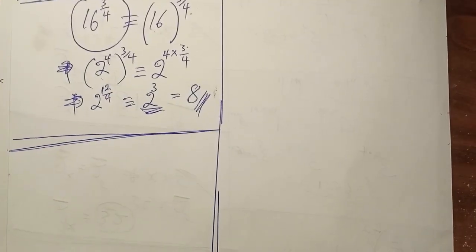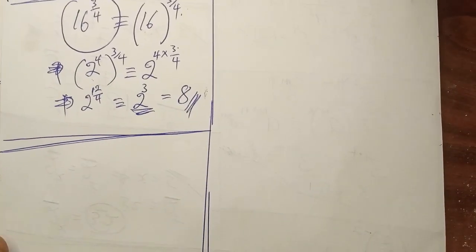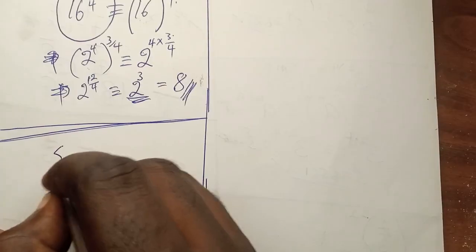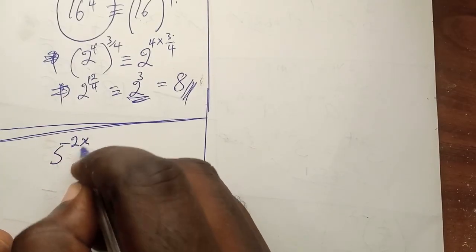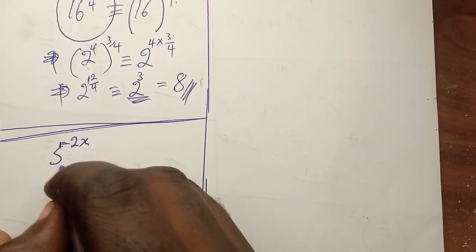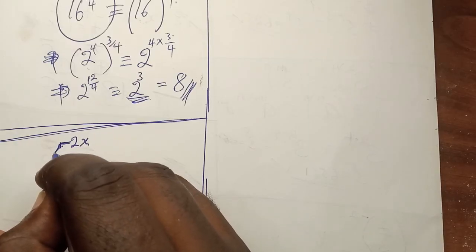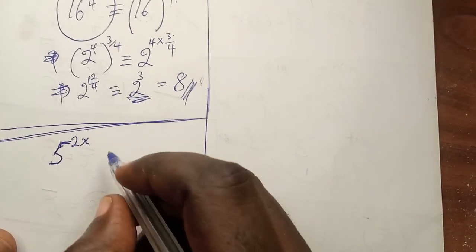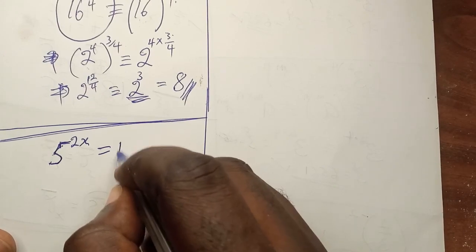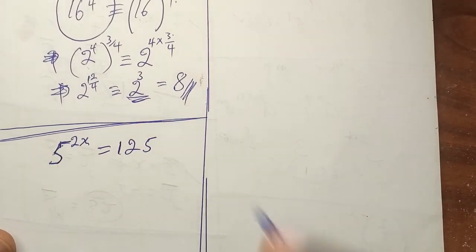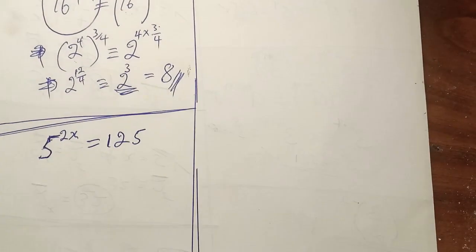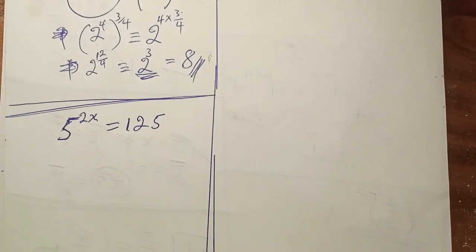And of course, this question is a simplification question as well. The next is going to be 5 raised to the power 2x is equal to 125. In fact, this still applies with the same rule.